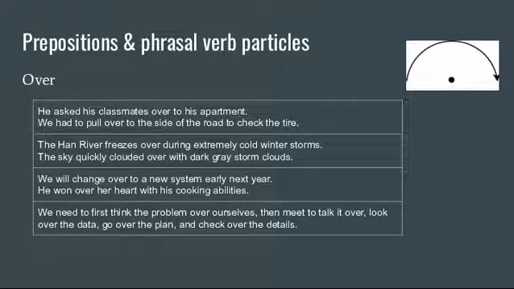From this kind of transition motion from one side to another, we get other meanings. The Han River freezes over during extremely cold winter storms. The sky quickly clouded over. So the metaphor here is covering, movement from one side to another, and thus covering something. Covering. Another similar metaphorical meaning is transition. We will change over to a new system. He won over her heart. Transition, change.